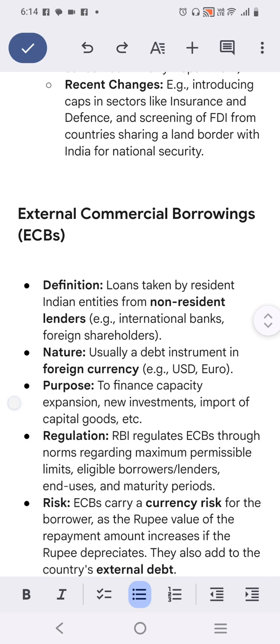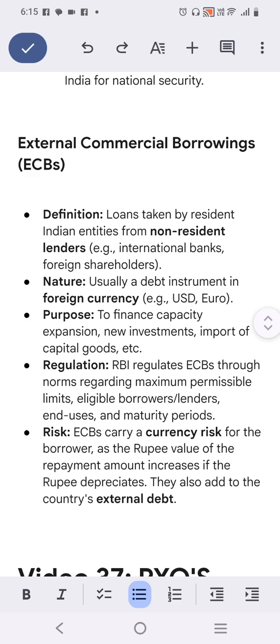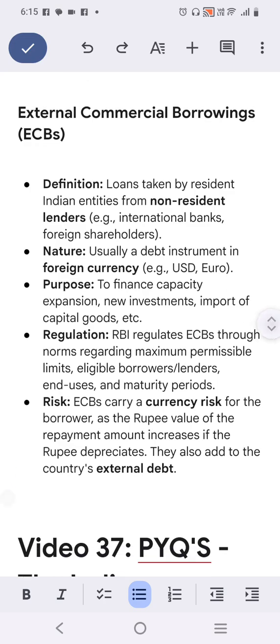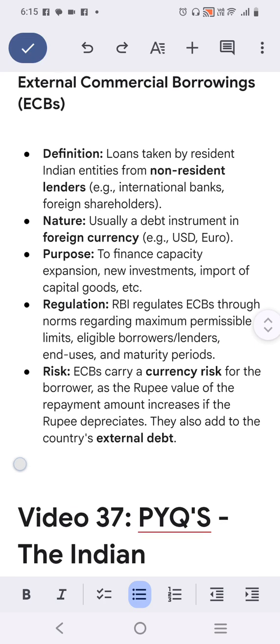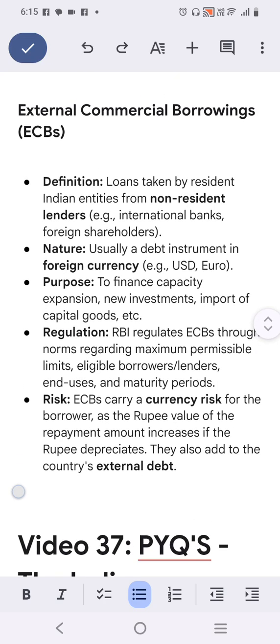Now we come to external commercial borrowings. These are loans taken by resident Indian entities from non-resident lenders, as the name suggests. Nature: usually a debt instrument in foreign currency, for example USD or Euro. Purpose: to finance capacity expansion, new investment, import of capital goods, etc. Regulation: RBI regulates ECBs through norms regarding maximum permissible limits, eligible borrowers, lenders, end users, and maturity periods.